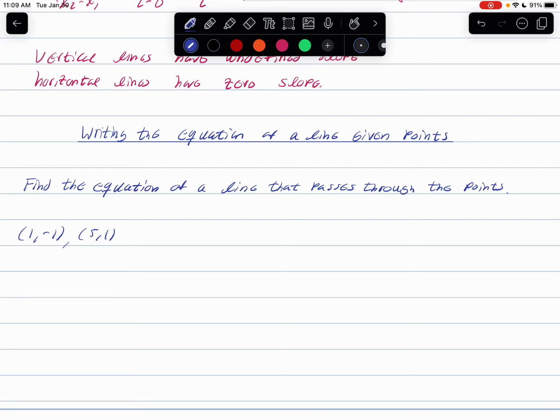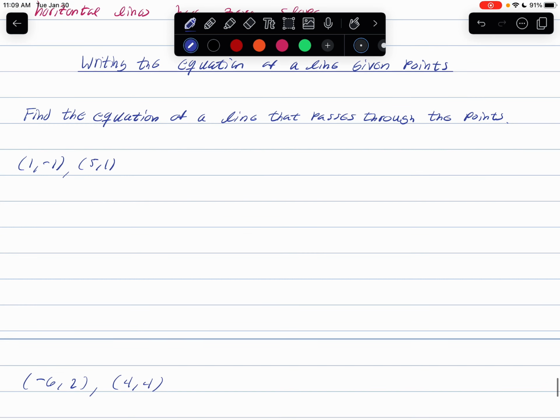So now that we've seen how to find the slope of a line through two given points, we are now able to find the actual equation, the whole equation of a line given 2 points. Okay, so let's go through how we would do this.